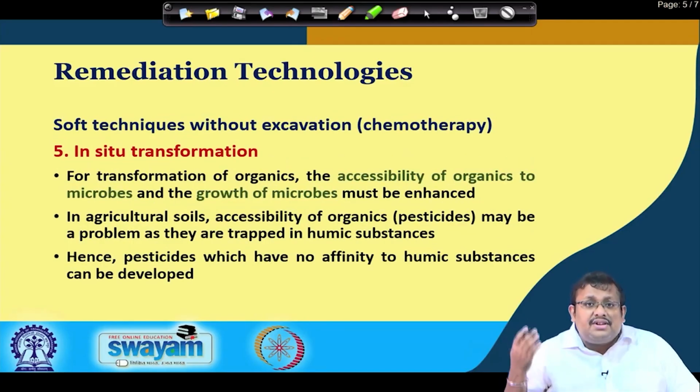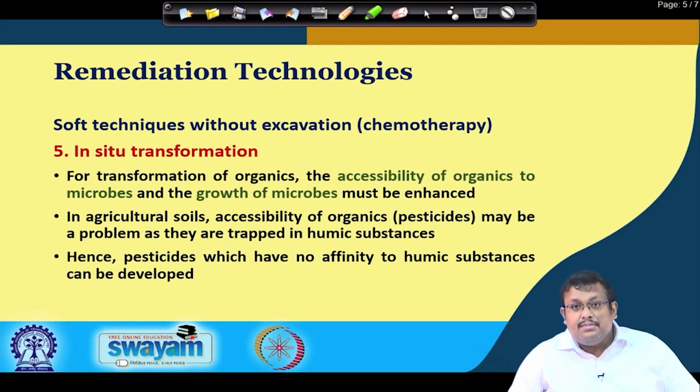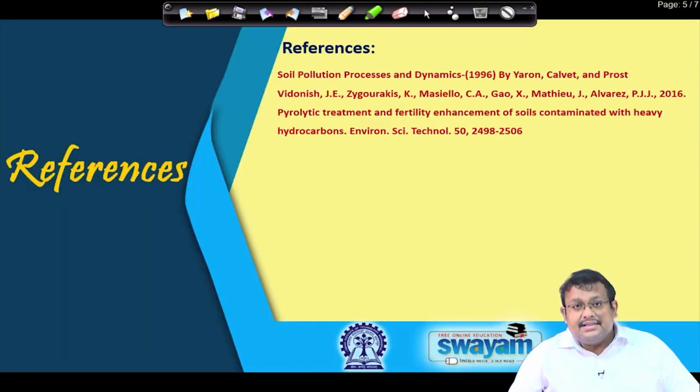So, for transformation of the organics, the accessibility of organics to microbes and the growth of microbes must be enhanced, remember that. So, their activity can be enhanced. In agricultural soil, accessibility of the organics or pesticides may be a problem as they are trapped into the humic substances, hence pesticides which have no affinity for the humic substances can be developed. So, their entrapment by the soil organic matter can be reduced and they are more exposed to the bacteria which can degrade these pesticides. So, this is one of the remediation measures.